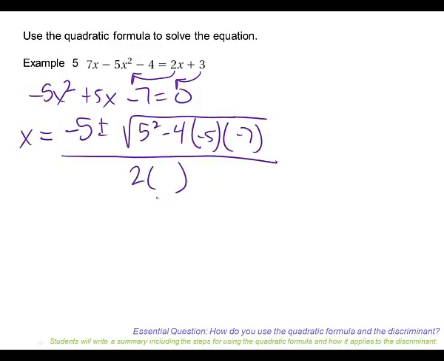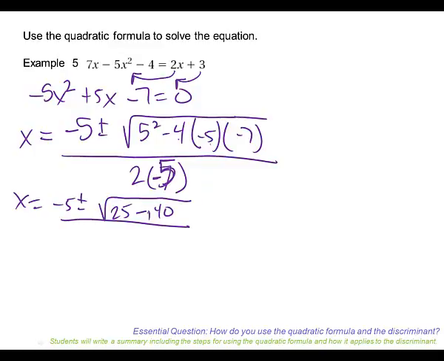2 times what for your A? 7, everybody? Oh, no, wait. It's not 7. It's 5, thank you. Negative 5 even. All right, here we go. So negative 5 plus or minus square root of, what's 5 squared? 25. Let's see, negative 4 times 5 is 20, isn't it? Yeah. What's 20 times negative 7? 140. There you go. I always try to get it to a 10, right? 10 is easy to work with, so some kind of 0 at the end is always nice.